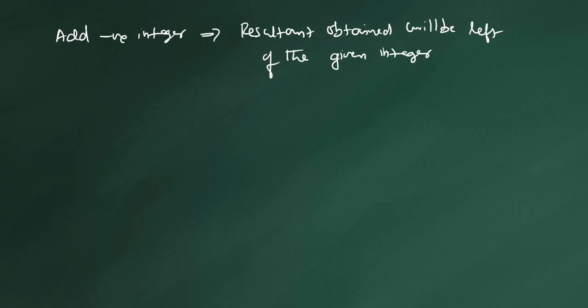This you should remember. How can we prove that? Let's take an example: 2 minus 3. We have minus 3 added to 2, so we get minus 1. So what is this? Minus 1 is the resultant. That minus 1 is to the left of that integer 2. In that way we can prove that one.